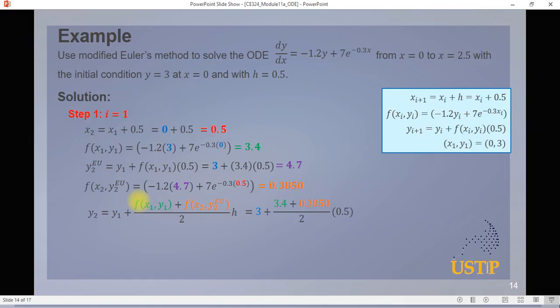So that is just equal to y. We will just substitute the given values. So y1 equal to 3, f of x1, y1 being equal to 3.4, then f of x2, y2 being equal to 0.3850, over 2, then multiplied by h, which is equal to 0.5. So that is equal to 3.9462. So our x2, y2 is equal to 0.5 and 3.9462 respectively. So that is our step 1.